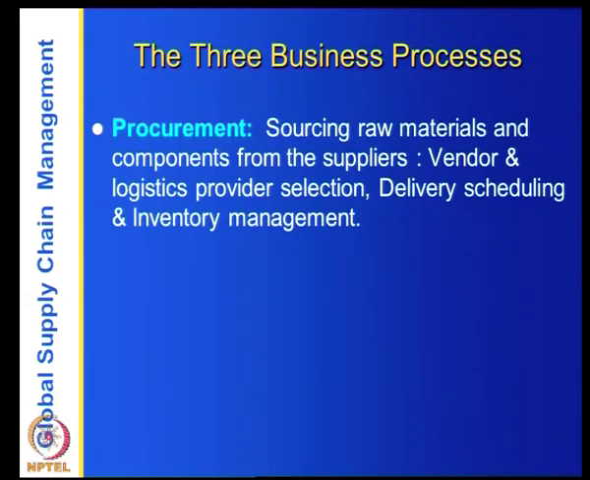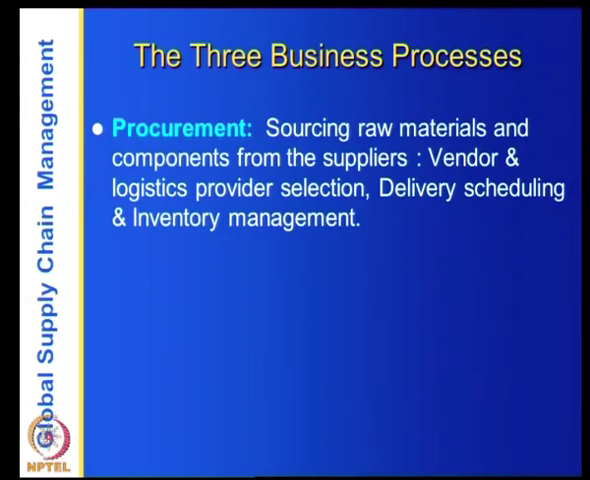And procurement is an important business process for any manufacturer, because if you don't select the right suppliers and the right logistics players, your deliveries could be delayed, which means that your production gets delayed, and that means your customers will be unhappy and so on. So, you have to keep a lot of inventories if your vendors and logistics providers are not good.